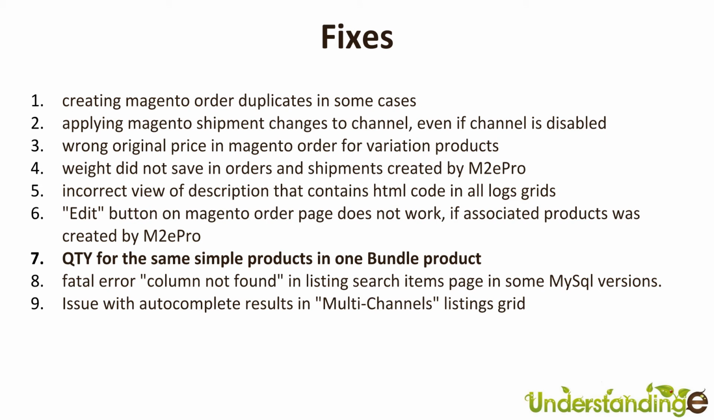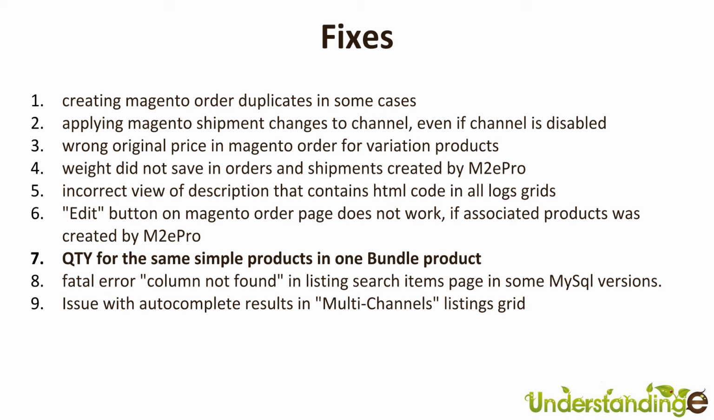Right, okay, so that looks like a conflict between settings, which you've got in there. Wrong original price in Magento for order variation products. Sounds about right. Weight did not save the shipments created by M2EPro. That must be for the shipments when you're making a shipment to send off. Incorrect view of description that contains HTML code in logs grid. That's really minor.